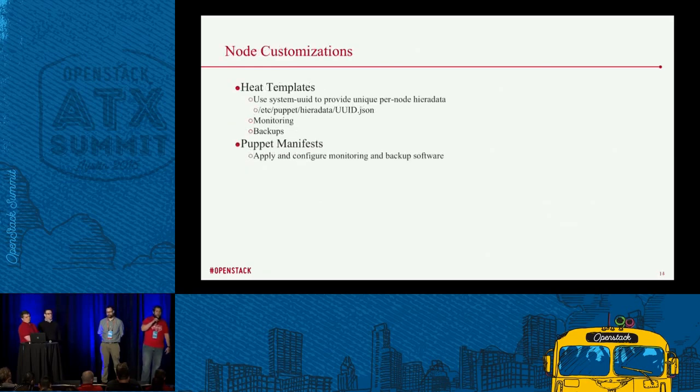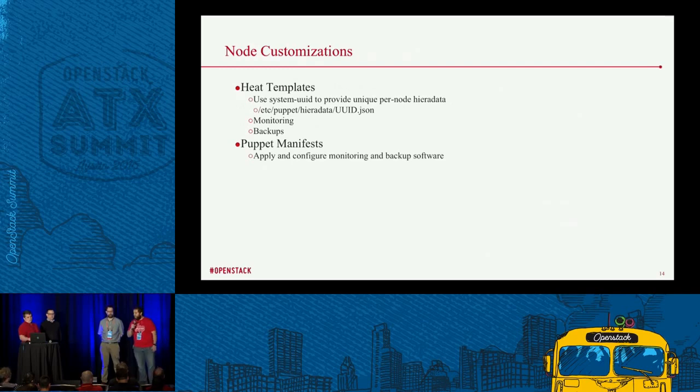In order to back up the environment and proactively monitor the environment, we've taken advantage of the heat templates along with Puppet manifests. We can specify per node configurations using the system UUID, which effectively writes a UUID.json Hiera file with per node specific data that we can then use to assign additional IPs and properly install our monitoring and backup software. And then Puppet applies it.